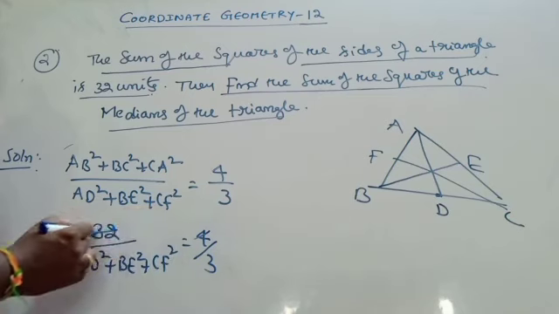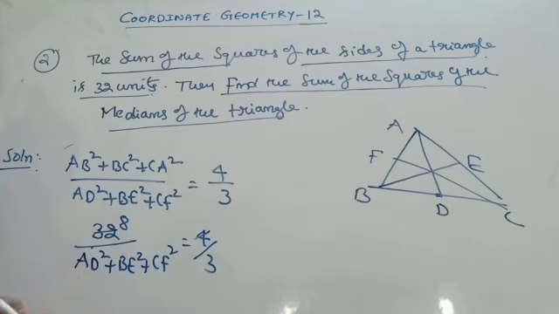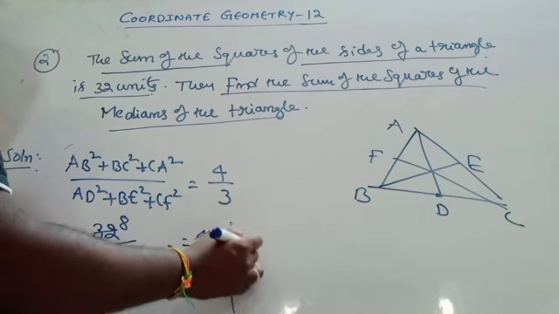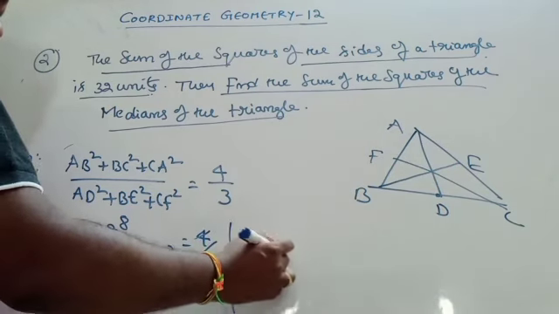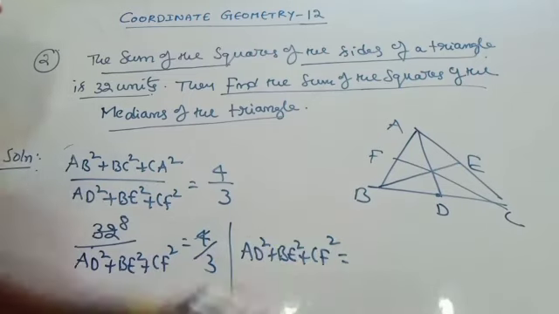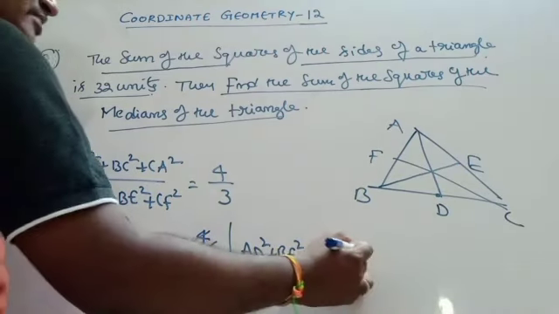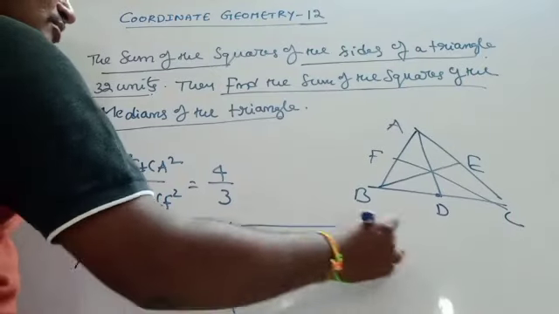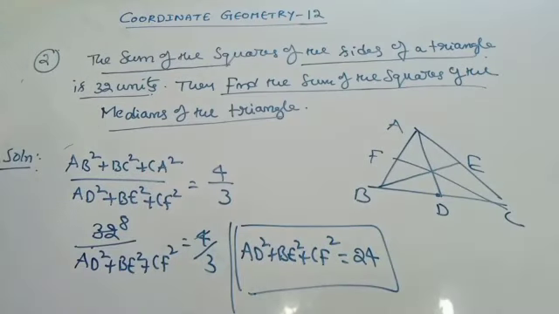Now 4 ones, 4 eights are... Okay, let us do the cross multiplication. From that we are going to get AD square plus BE square plus CF square equal to, you have 8 threes, so that is 24 units. The answer is nothing but 24 units, right?